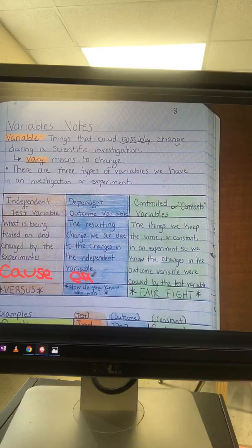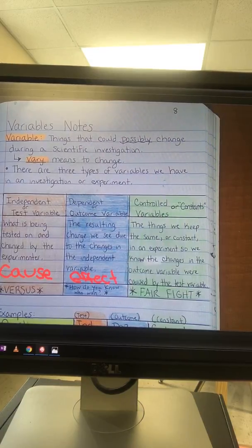It's hard to write with this thing, sorry guys. Okay, and then finally you have your constant or controlled variables, and these are the things you're going to keep the same among your test groups to make sure that the changes you see in the outcome or dependent variable were caused only by the changes that you made in your independent or test variable. And there's not some hidden reason you're seeing a change in your outcome variable.